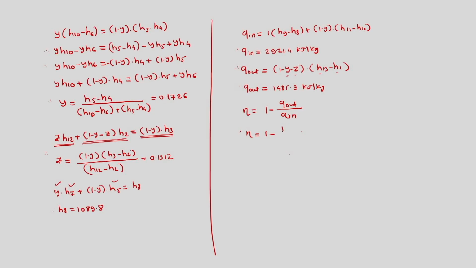So, it is helpful for us to find out efficiency, which is Q out upon Q in. Q out is 1485.3 divided by Q in, 2921.4. So, we get the efficiency of the cycle as 49.2%. So, this is what we were trying to calculate.